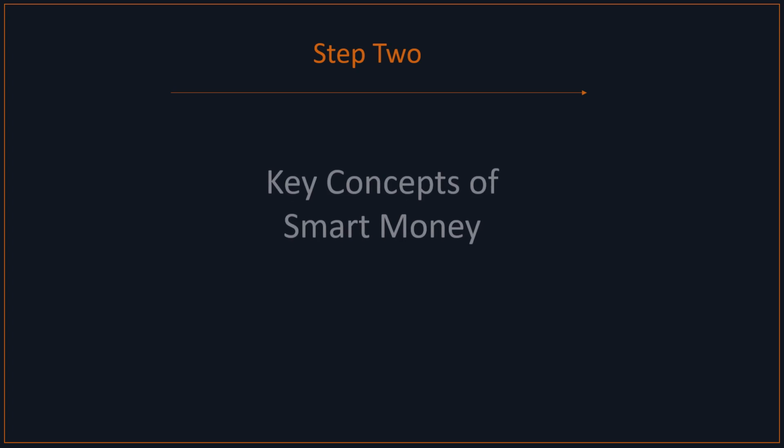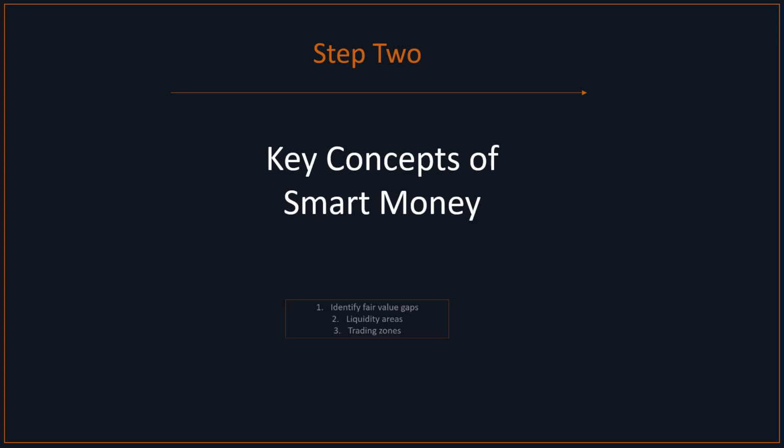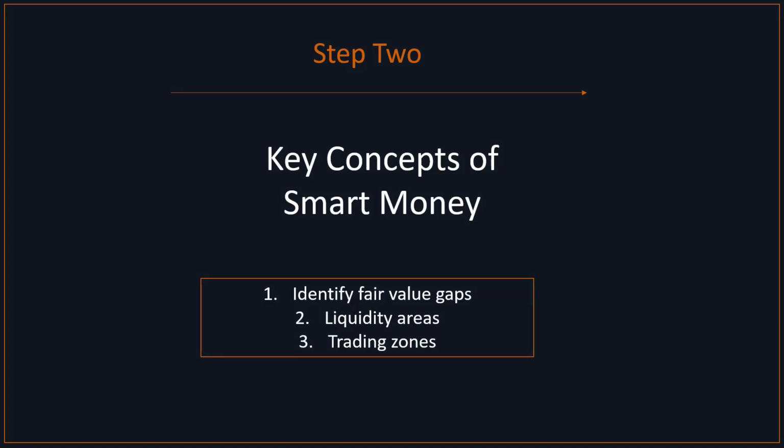Okay, let us move on to step number 2. In step number 2 we're going to be discussing the key concepts of smart money, which is identifying the fair value gaps, the liquidity areas, and trading zones. All right, so we're going to be starting with the fair value gaps.